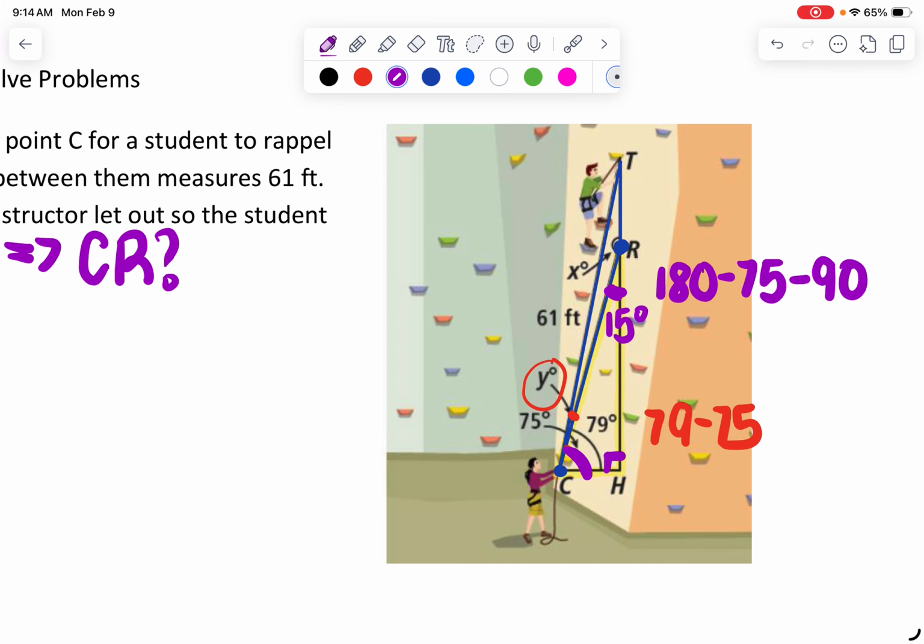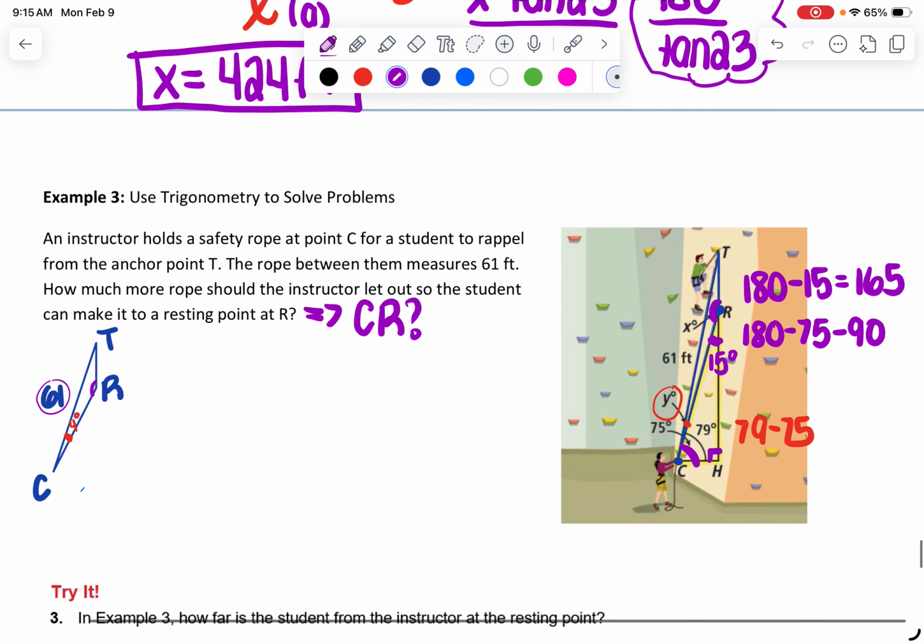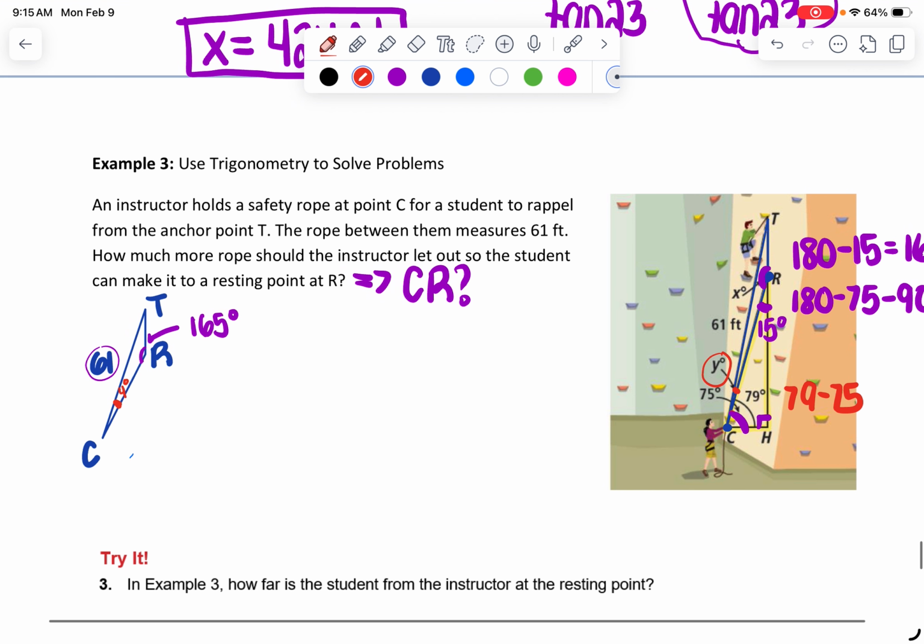But now what I can see is that 15 degrees and this angle right up here form a linear pair. So I can find that by just doing 180 minus 15, and so that would be 165. And so what I found is this angle right here is 165 degrees. Okay, so we're slowly getting there. Now I'm going to go to this picture and see if I can set up law of sines.